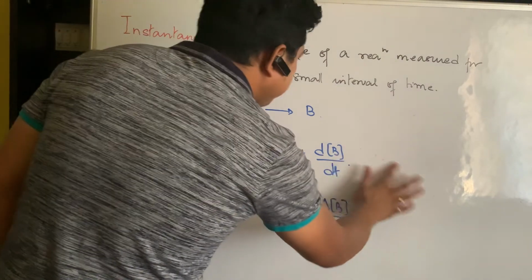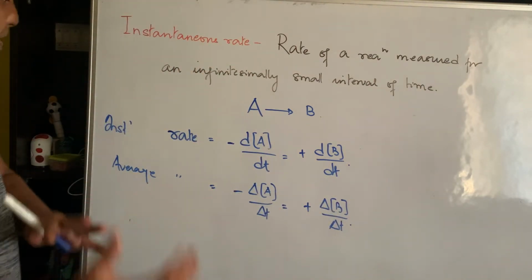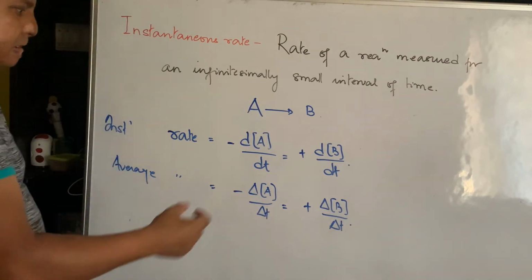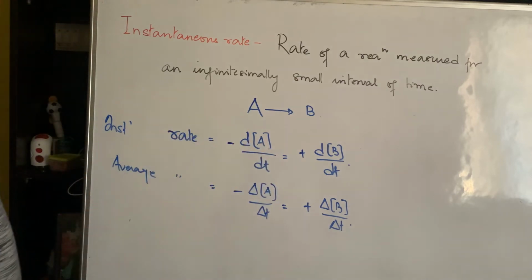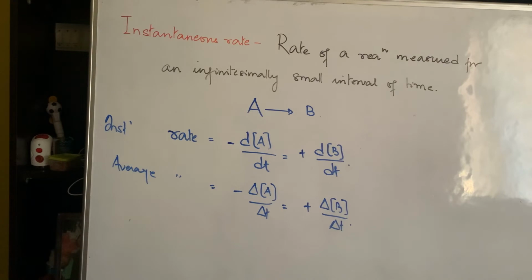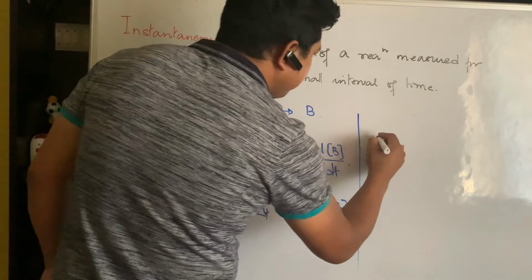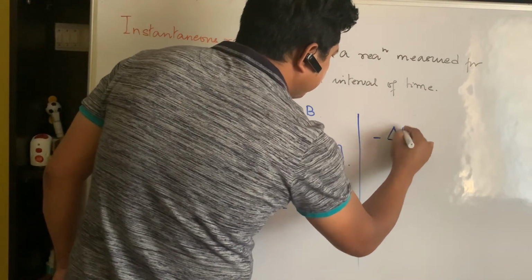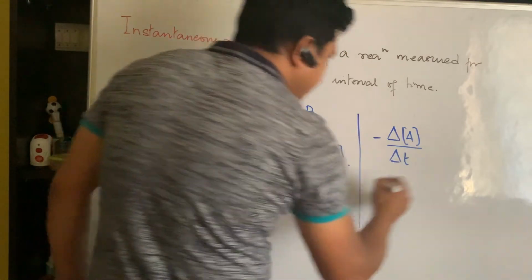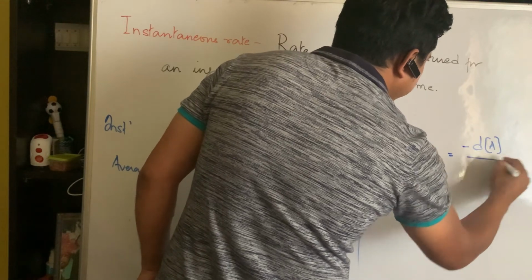Now, when will the average rate become equal to the instantaneous rate? Again, what is the difference? The only difference is that here delta t is appreciable. Here the change in time interval is appreciable, but here the change in time interval is very small. So when will these two things be equal? This question has come in the past. So your average rate can become equal to the instantaneous rate.